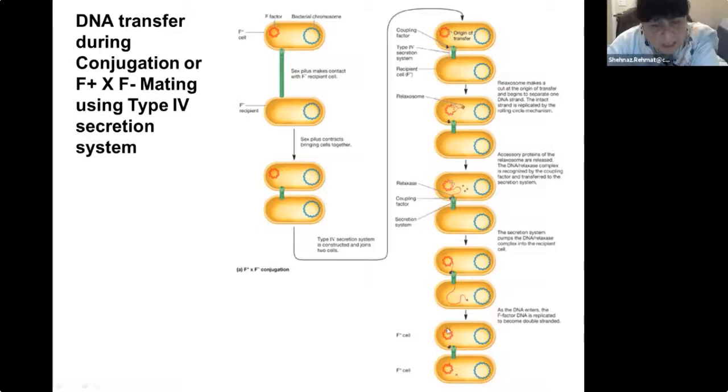It will circularize, and again, using the DNA polymerase, will make itself into a double-stranded form. And now both the donor and the recipient have the F factor, so both are called the F plus cells. So the result of F plus F minus mating in your gram-negative bacteria results in both becoming F plus cells. And now this recipient cell can act as a donor because it can synthesize its own pilus for future conjugations.